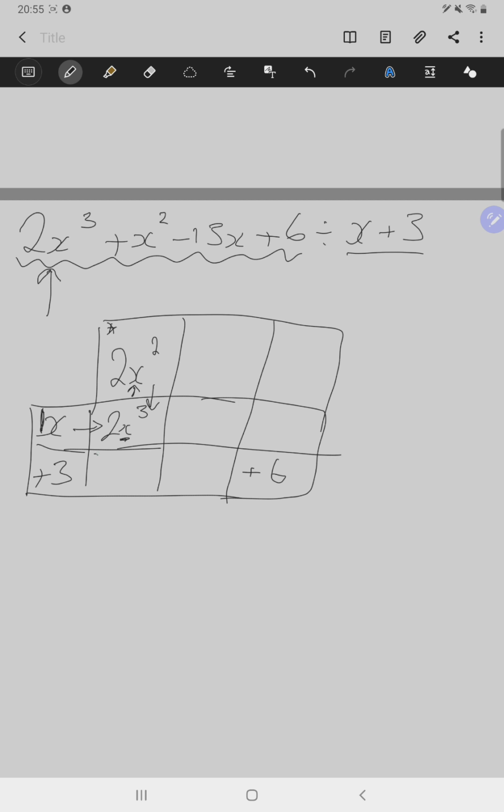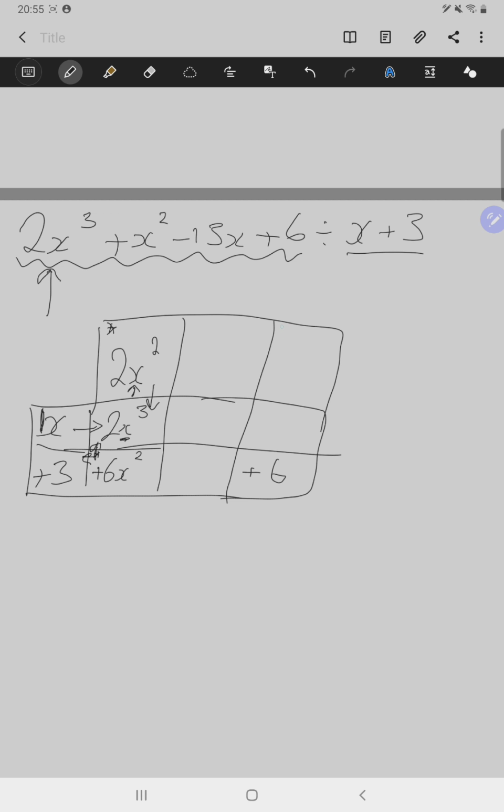To get this box down here, we multiply it by whatever vertical box and whatever horizontal box it's in. So that would be 2x squared multiplied by plus 3. So that would be plus 6x squared.